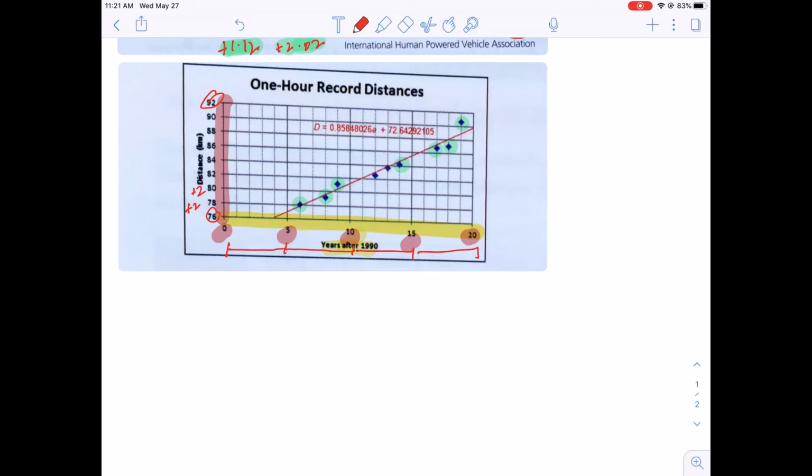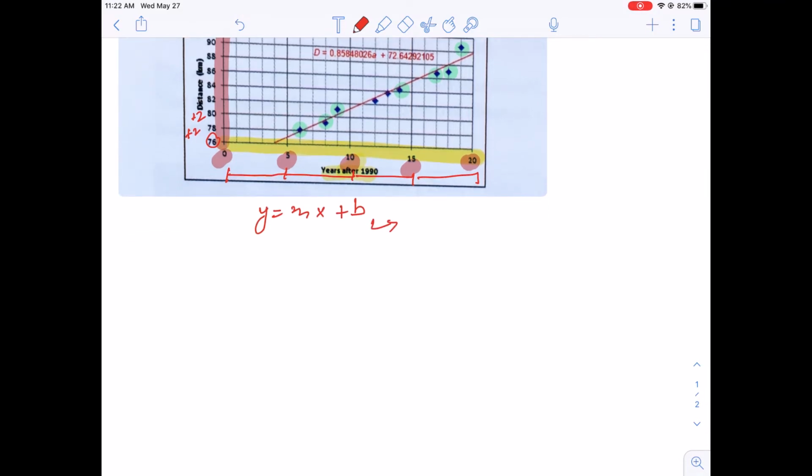Usually for linear functions, or to create a linear equation, our standard equation is y equals mx plus b. So b is the y-intercept, and you know what a y-intercept is. The y-intercept is the point at which the graph intersects the y-axis. So if this is a graph, this will be the y-intercept.